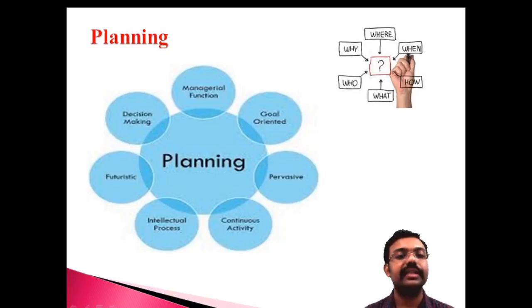Planning is a device used for forecasting. One important example is the five-year planning system in India: planning, and after five years deciding what should be done. From the management point of view, this is an important element. The first characteristic is that it is a managerial function, and the second is that it is goal oriented. Planning is always purpose and objectives oriented. It gives answers to where, when, how, what, who, why.